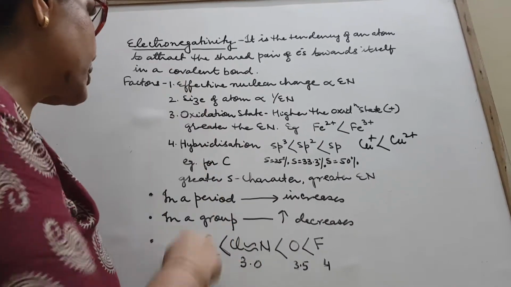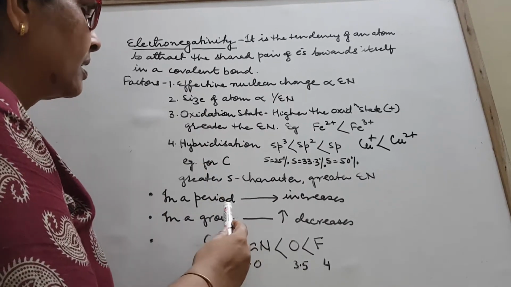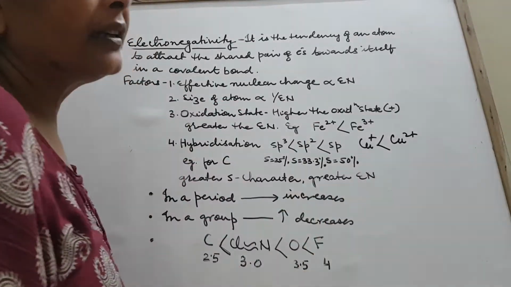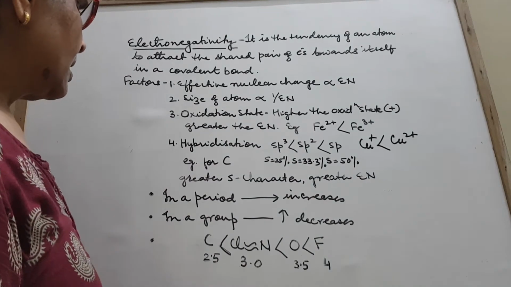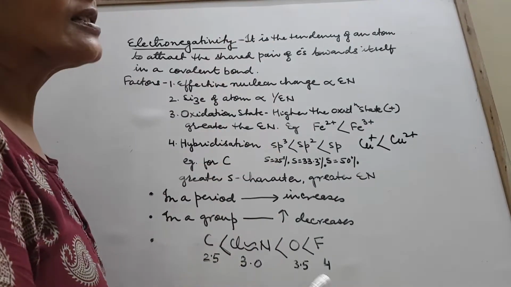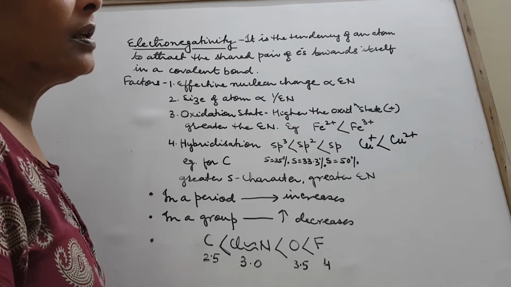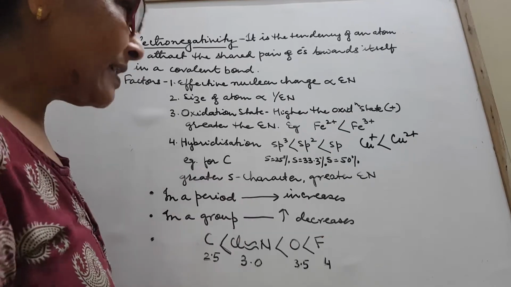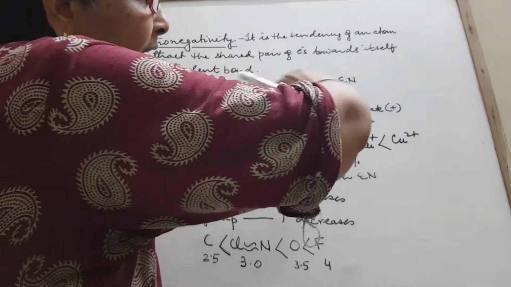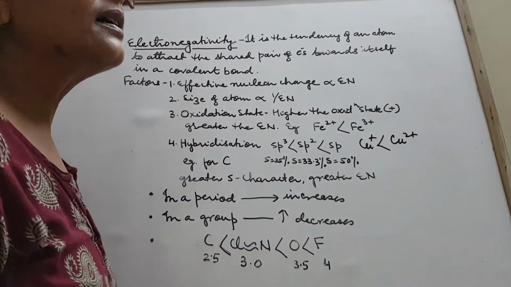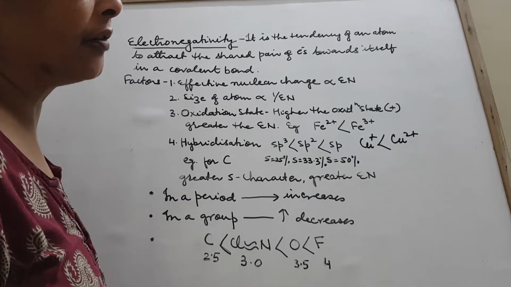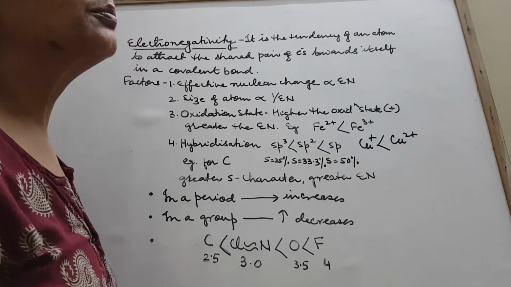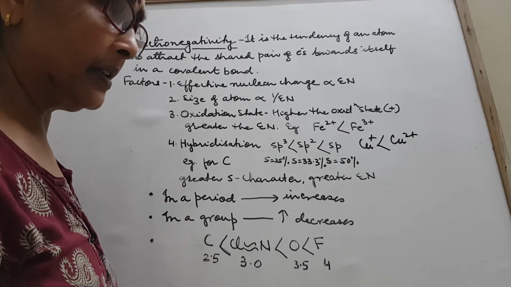Then children, the trends. In a period, left to right, because the size decreases, En increases. In a group, top to bottom, because size increases, En decreases. Let us summarize. In a period left to right, children, your halogens have the highest value of electronegativity. Or let me say, halogens are the most electronegative elements.